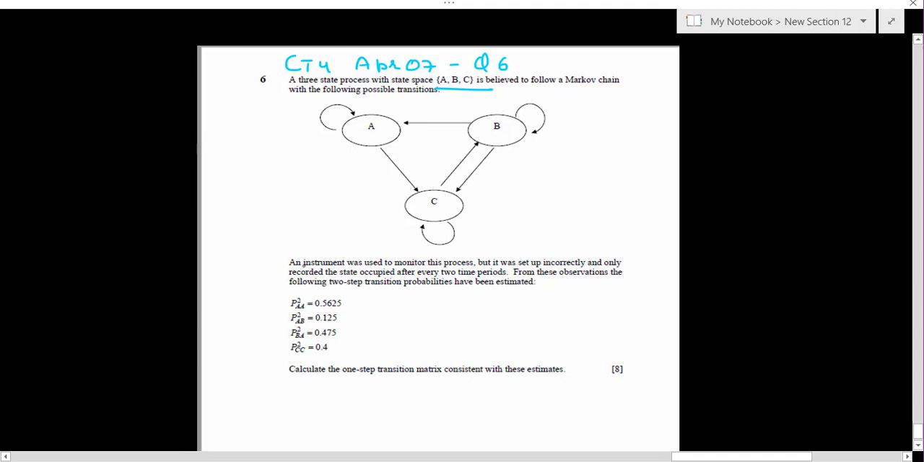Okay, and they say an instrument was used to monitor this process, but it was set up incorrectly and only recorded the state occupied after every 2 time periods. So basically you know the probabilities after 2 time periods, the 2-step transition probabilities, and you want to estimate the 1-step transition probabilities. From these observations, the following 2-step transition probabilities were estimated. You have got these, and calculate the 1-step transition probability matrix. Okay, that's what we need, right? So how do you go about calculating that? That is the question here.